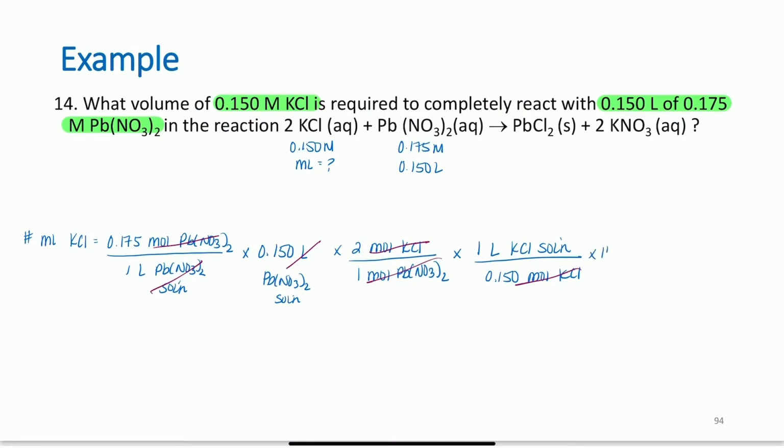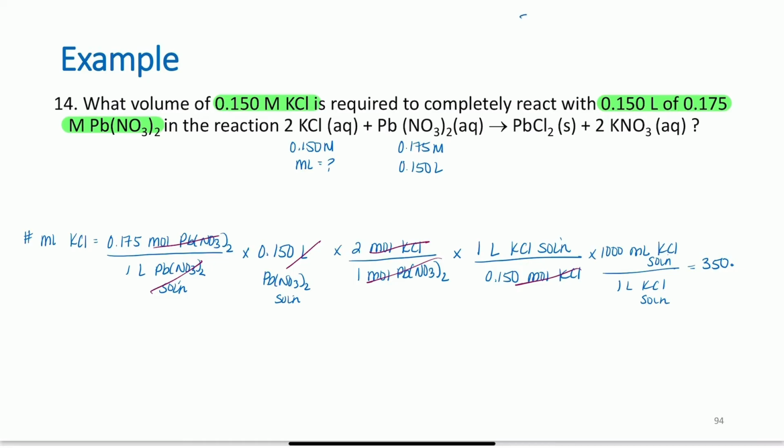Convert that to milliliters. 1,000 milliliters of that solution equals 1 liter of that solution. 350, put a decimal place here.